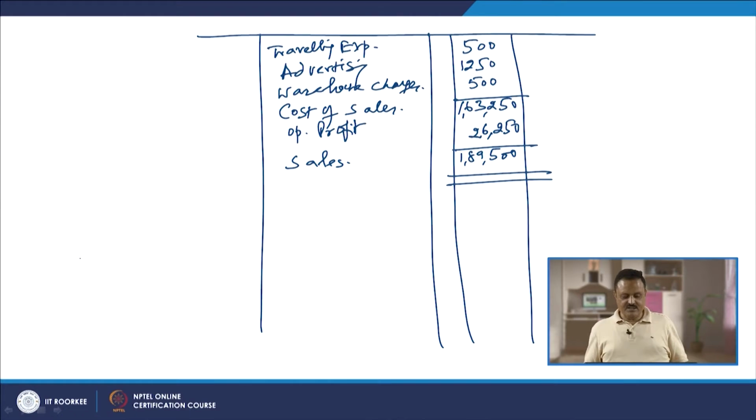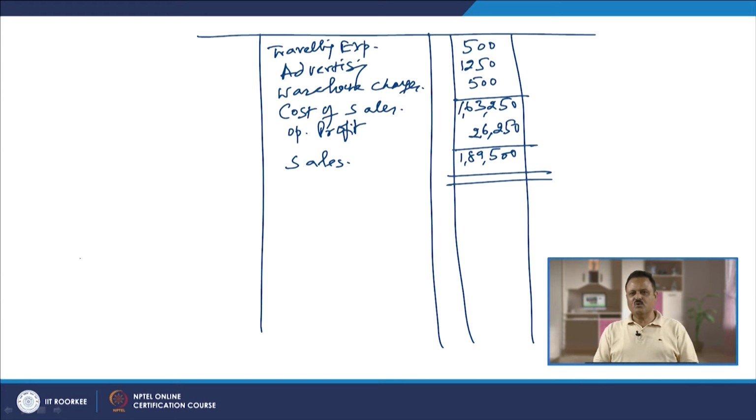Now we will have to analyze if our cost is going beyond control. For example, you look here that we have calculated the operating profit, this is 26,250, looking at the total sales value of 189,500 rupees. Now we will have to think about whether we are satisfied with this operating profit, or our profit is lower than the other players in the market, and we have to enhance the profit, and do something which helps us to reduce the cost and increase the profits.